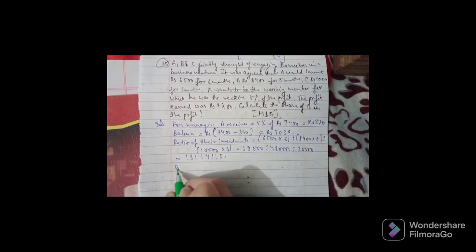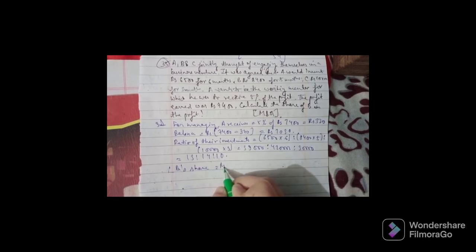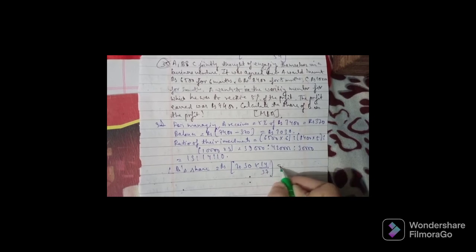Now we talk about B's share. For B's share, it will be rupees 7,030 into 14 upon 37, which equals rupees 2,660. So we get the answer here, 2,660.